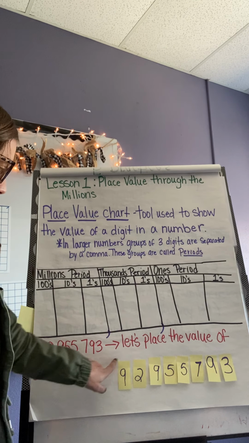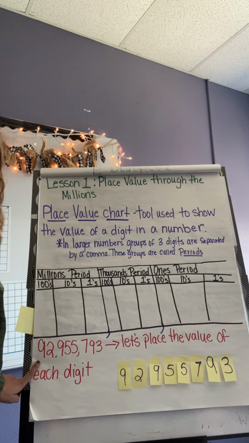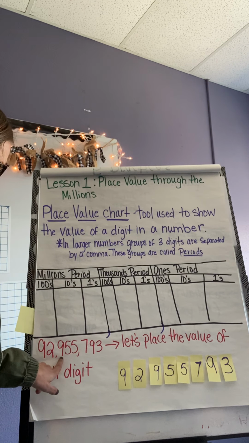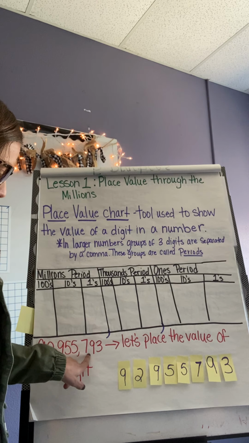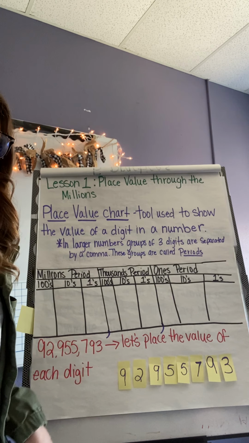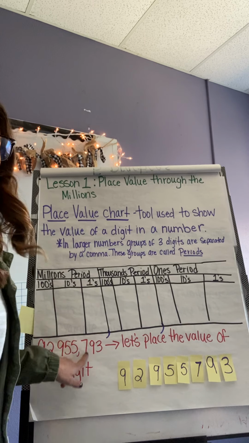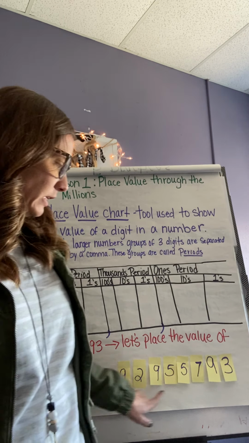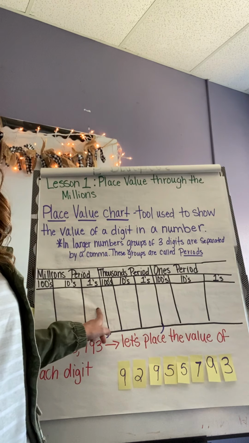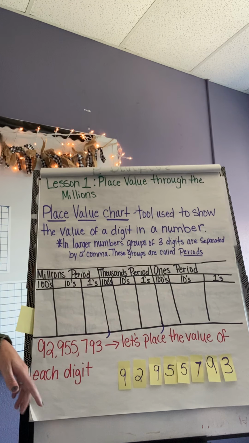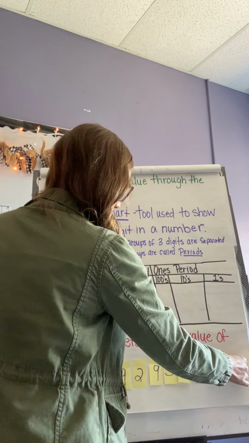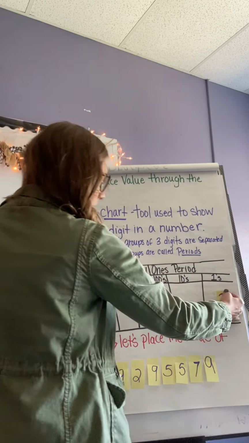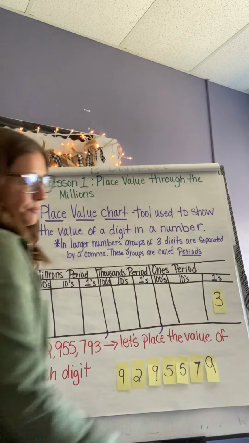So I have this very large number right here, and if I was to read this number, it would sound like this: 92,955,793. Each digit in this number has a value on our place chart, so we are going to move each digit to where it belongs according to its value on this chart. So let's start with the 3. The 3 in this number belongs in the ones spot on the place value chart.